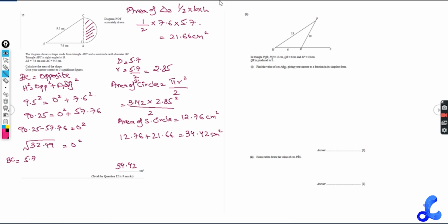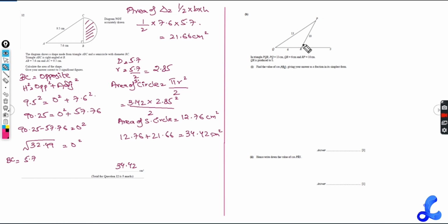Alright, so let's start with this question now. I'll just make a quick line so that we can differentiate it better. So the question over here is telling you that PQR is a triangle. PQ is given to you as 13, QR is given to you as 6, and PR or RP is given to you as 10 centimeters. QR produces S. We'll see what that has to do with this. So find the value of PRQ.